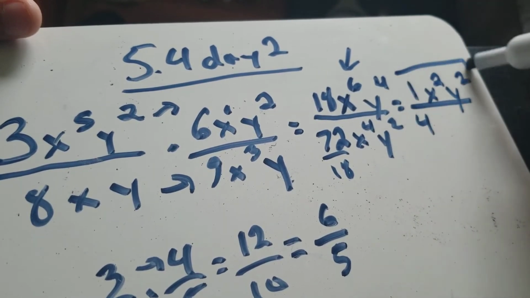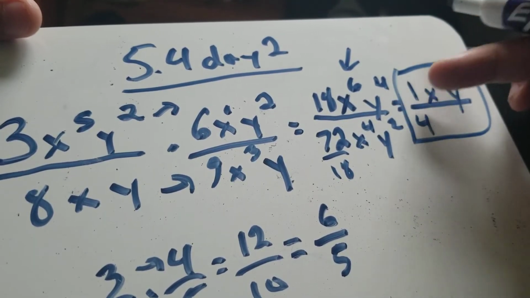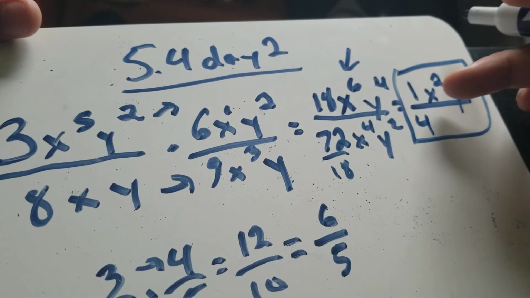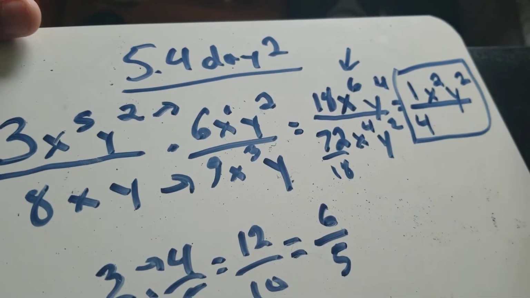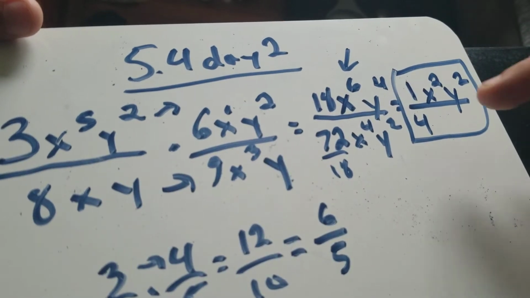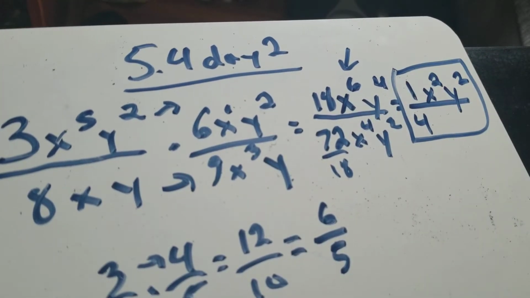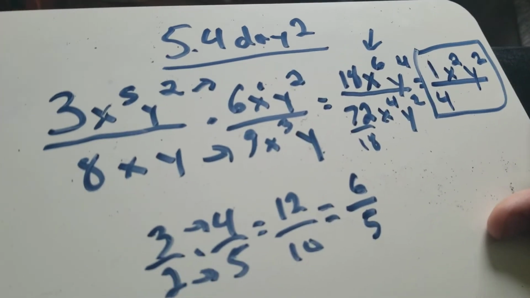At this point, I could box this and I'm done. I can't simplify 1 over 4 anymore. I can't simplify the x to the second anymore. I can't simplify the y to the second anymore. And because of that, we are done here. All right? So let's do another example.